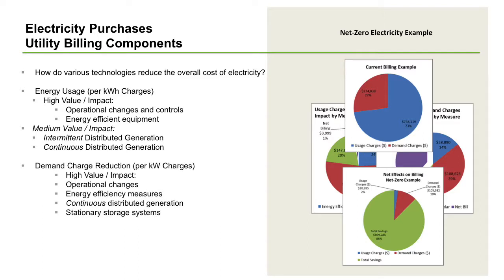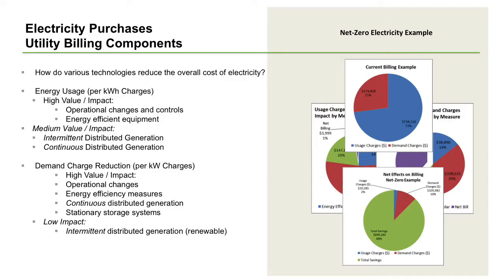On the demand charge side, or taking care of the power at the time that you need it, the demand charge reduction, the high value impact is absolutely all the operational changes that can be made, energy efficiency measures, and the continuous, always generating types of systems. Stationary storage systems, which you'll have an opportunity to take a look at, can also displace demand into other time periods where it's less costly to run.